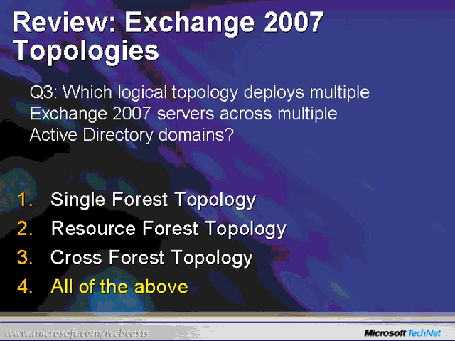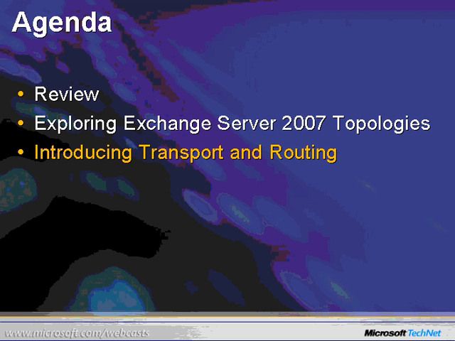All right? Because what I just said, when you look at the logical topology, regardless of whether you're single forest, resource forest, or cross forest, each forest can have multiple domains, and each domain could have an Exchange server installed. That was a tricky question, but I wanted to make sure everybody understood that principle.